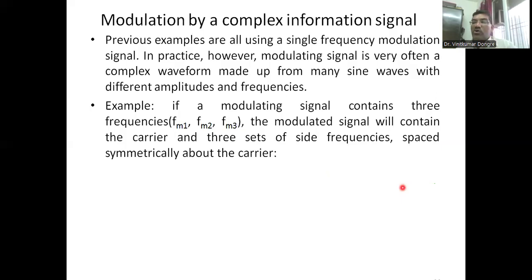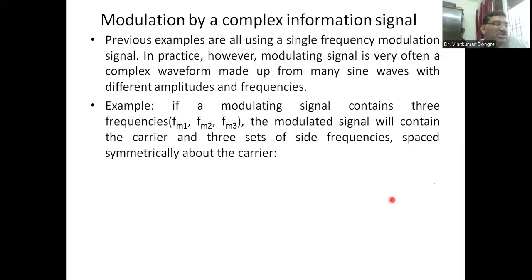Now we will go for the last topic for today. This is modulation by a complex information signal. What does it mean? If you have multiple signals, as here, FM1, FM2, FM3, three different frequencies are given as an example. If they are combined, then how will the modulation index be? So this is somewhat complex.